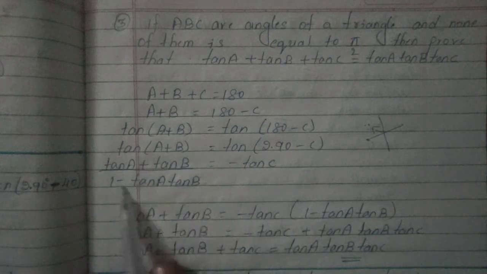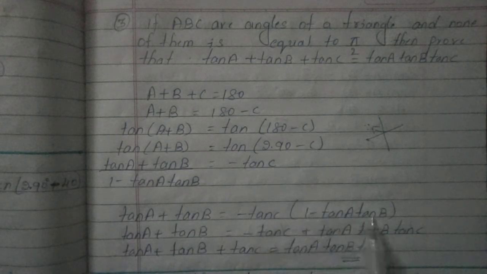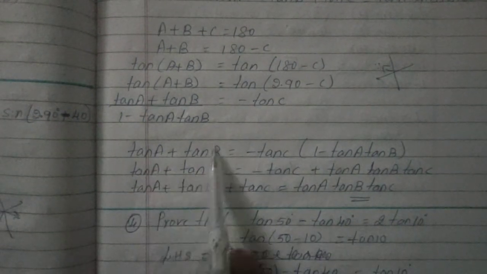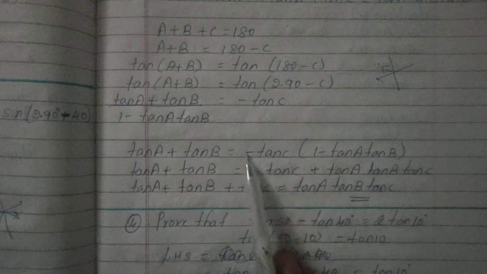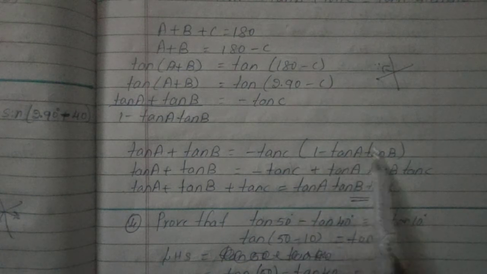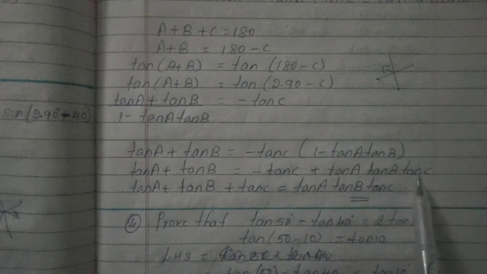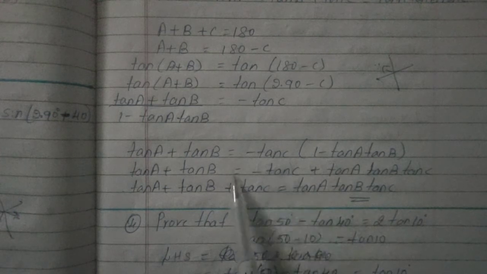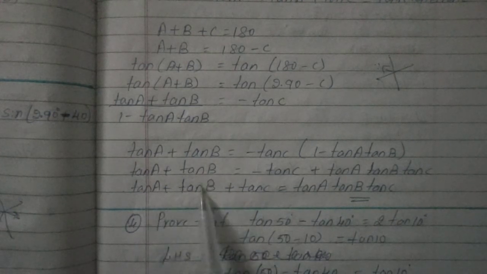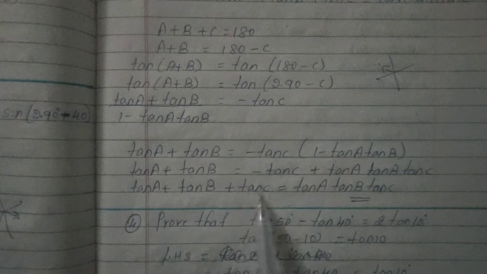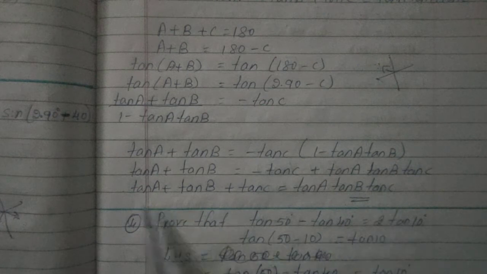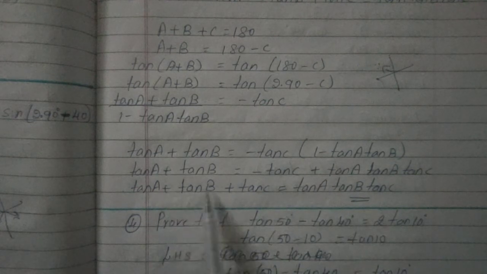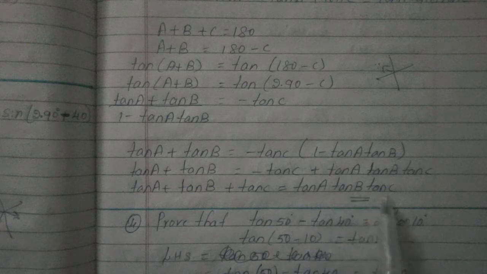This denominator I am transposing to the right side. It will multiply with minus tan C. Now tan A plus tan B as it is equals minus tan C into (1 minus tan A tan B). Minus into minus is plus, tan A tan B into tan C. This minus tan C I will transpose to the left side. Tan A plus tan B, when you transpose minus tan C to the left side it will become plus tan C, that is equal to tan A tan B tan C. So this is what I need to prove: tan A tan B tan C equals tan A tan B tan C.